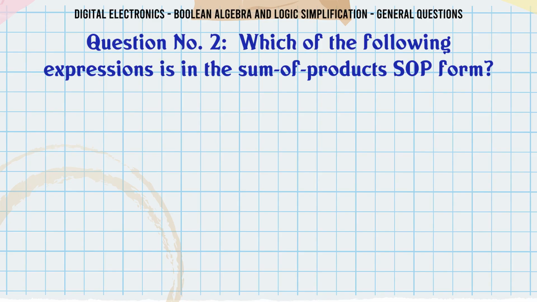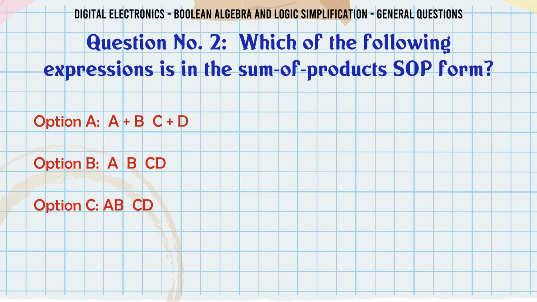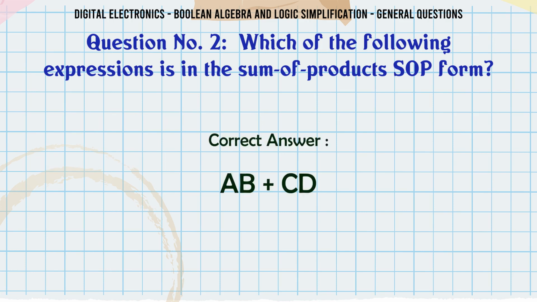Which of the following expressions is in the sum of products SOP form? A: A B C D. B: A B C D. C: A B C D. D: A B C D. The correct answer is A B C D.